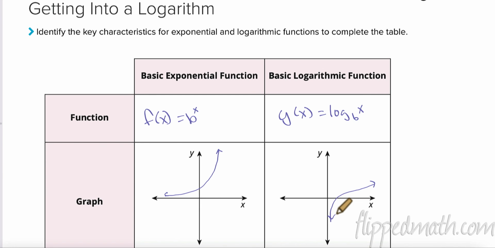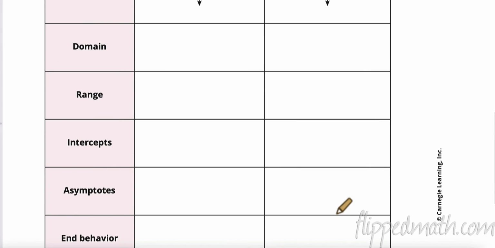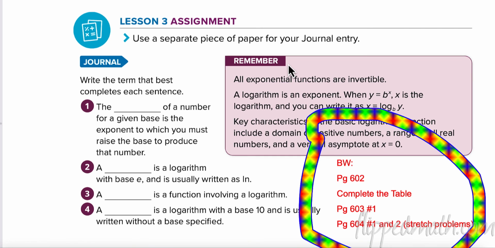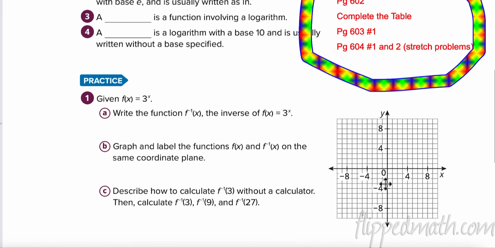All right? Now, I want you to fill out the rest of this with the knowledge you have. So pause the video and fill that out. In fact, I want you to complete that for homework. That's going to start your homework. So your homework is going to be page 602, complete that table. And look for why they're inverses. Is the x the y, the x, things like that. On page 603, you're going to do number 1.